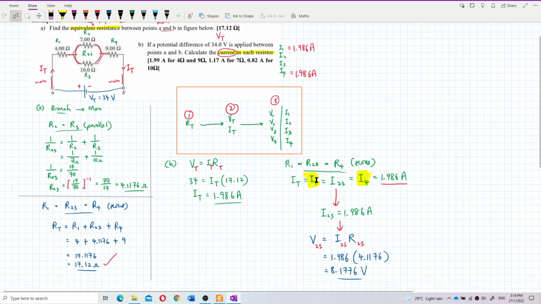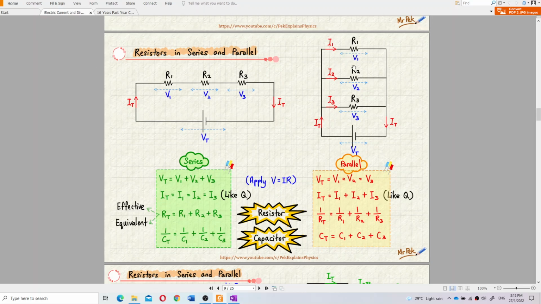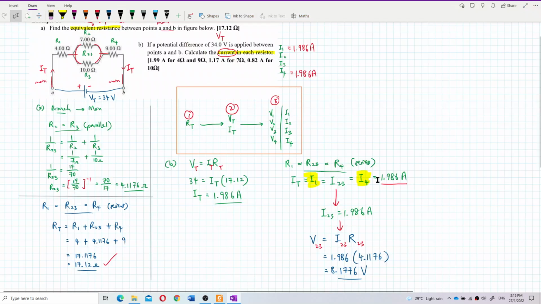Voltage 23. You see, these two resistors are in parallel, isn't it? R2 and R3, they are in parallel. Parallel means they have the same voltage. Resistors in parallel have the same voltage: V1 equal to V2 equal to V3, same voltage. Use this relationship.